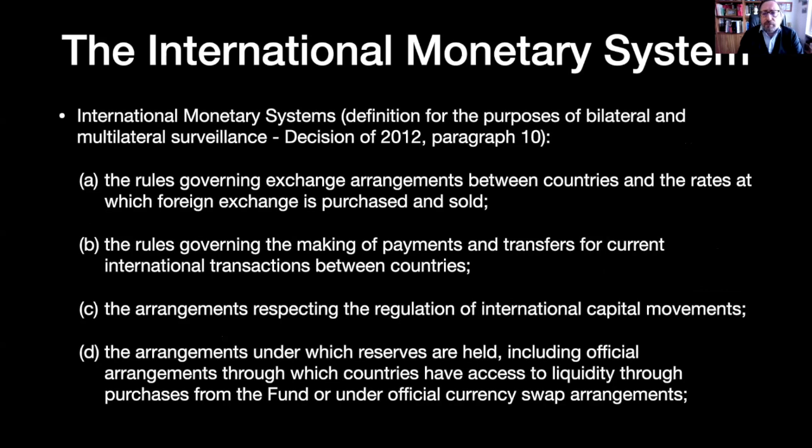Okay, so there's a definition of what international monetary systems are. It covers the rules on exchange agreements between countries and the rates at which foreign exchange is purchased and sold. There are many agreements in place between central banks, say, of the United States and the other G7 partners, with many countries that have strong reserves, like Saudi Arabia, etc.